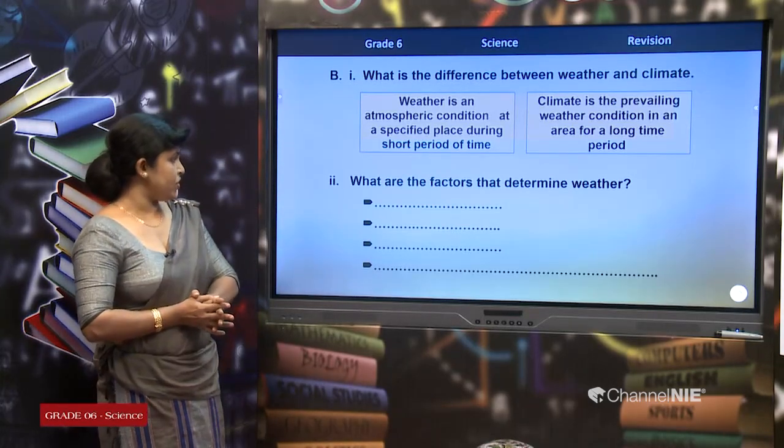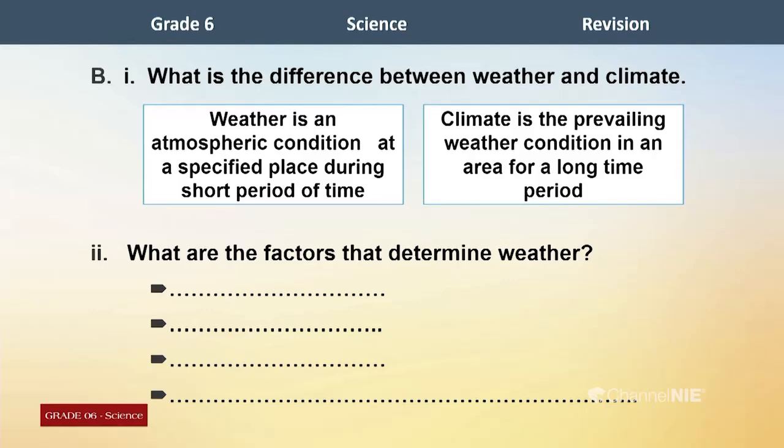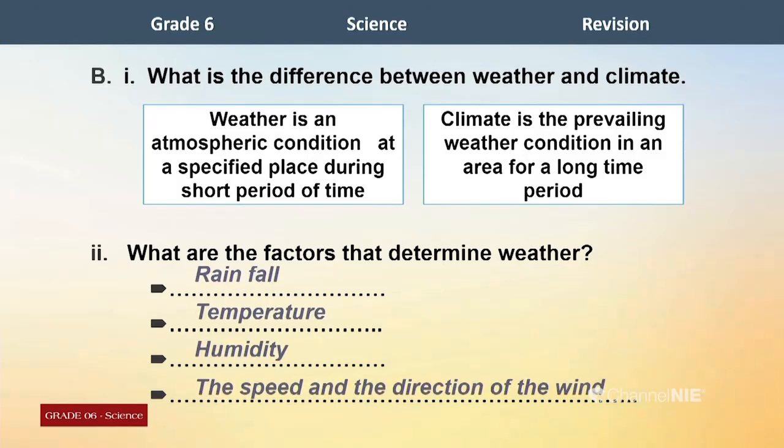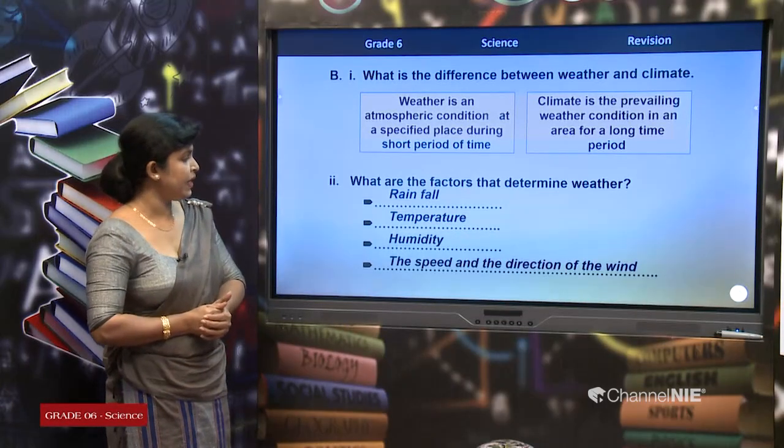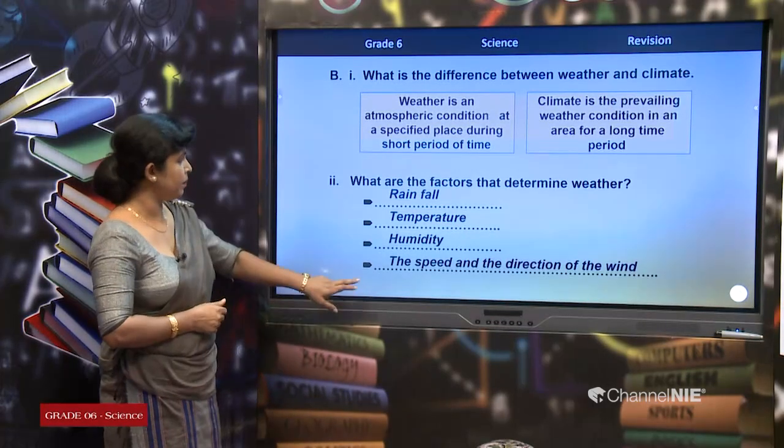Look at the second question. What are the factors that determine weather? When we are talking about weather, we are talking about different factors. We will see the factors. Rainfall, temperature, humidity, and the speed and the direction of the wind. Now, those are the factors that are considered when we talk about weather.